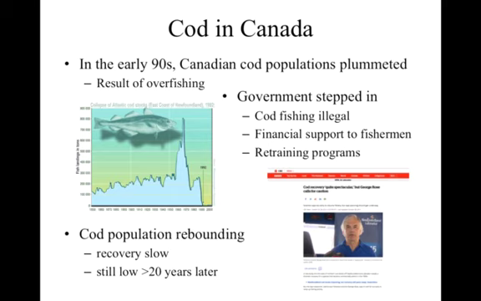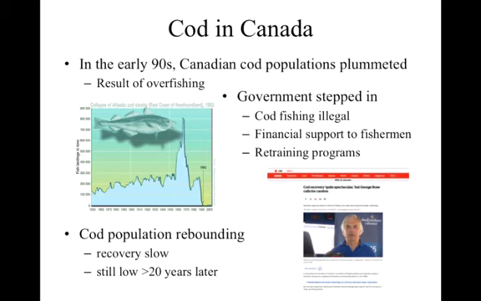So let me give an example from my home country. In the early 90s, Canadian cod populations plummeted, and this was a result of overfishing. It's not clear they were even aiming for the maximum sustainable yield. They were just aiming for a lot of fish. And so the government basically stepped in and said, hey, we cannot harvest cod like this. We're going to drive cod extinct. They provided financial support to fishermen so that fishermen could still survive. They provided retraining programs so that rather than being fishermen they could learn a trade and do other things.